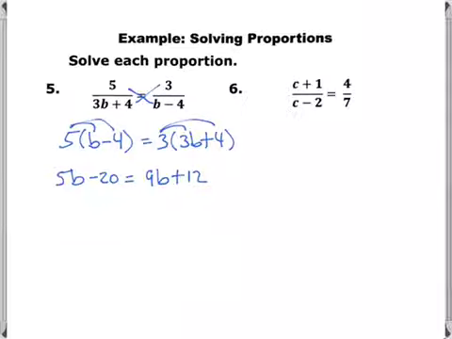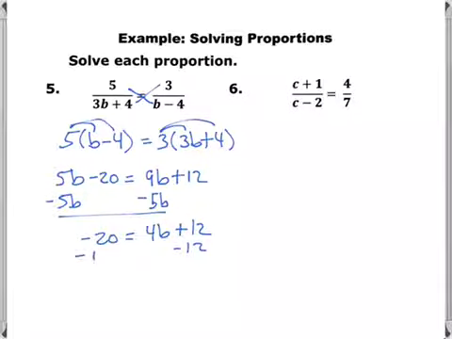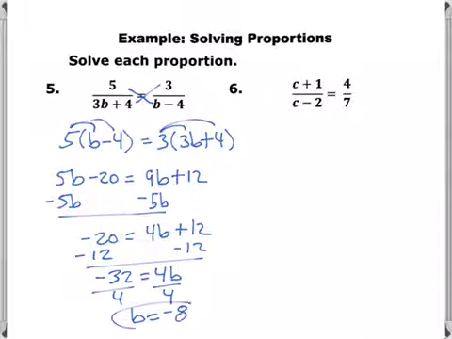So now I need to solve for my variable b. I'm going to start by subtracting 5b from both sides. I have negative 20 equals 4b plus 12. I'm going to subtract 12 from both sides. I get negative 32 equals 4b. I'm going to divide by 4 on both sides, and I get b to equal negative 8.